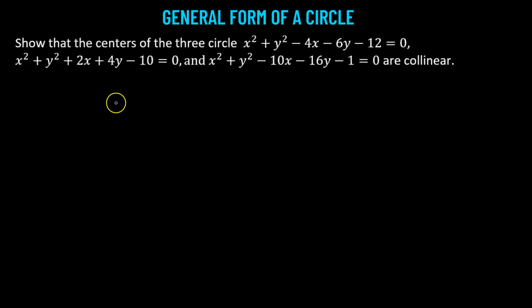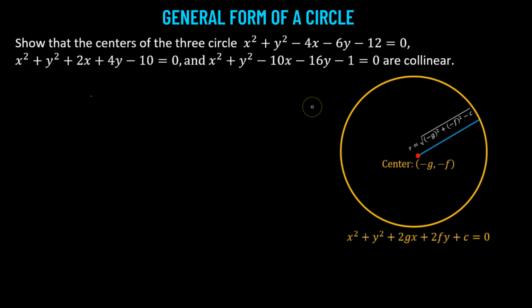So here in this problem, we are given three circles. The equations are given to us. We need to show that the centers of these three circles are collinear. Meaning, if we draw a straight line, then the center of the circles must lie on the line. So let's try to show that.